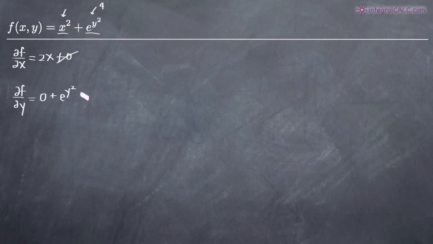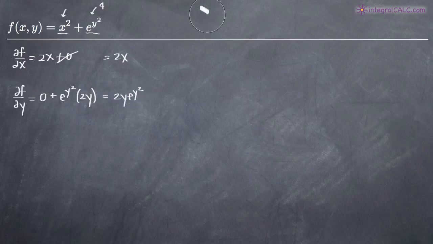But we need to apply chain rule and multiply by the derivative of the exponent y squared. So the derivative of y squared is just 2y. So we go ahead and multiply by 2y. So now we see that these first order partial derivatives are equal to 2x, and the one with respect to y is equal to 2y e to the y squared.